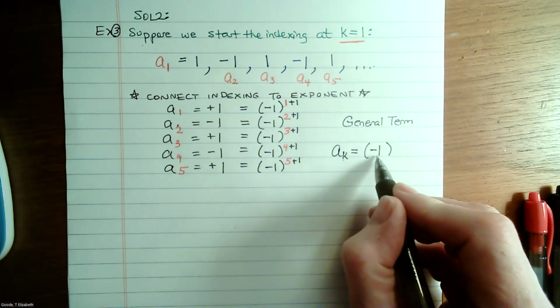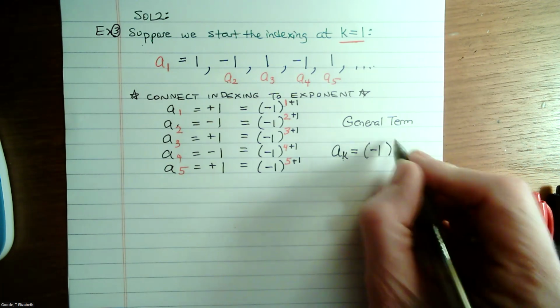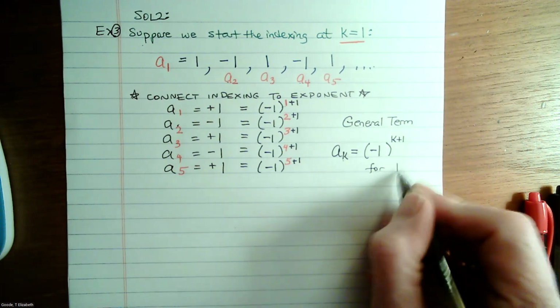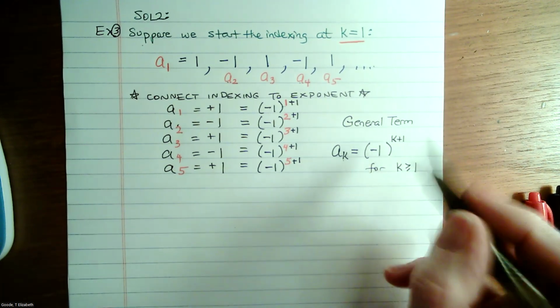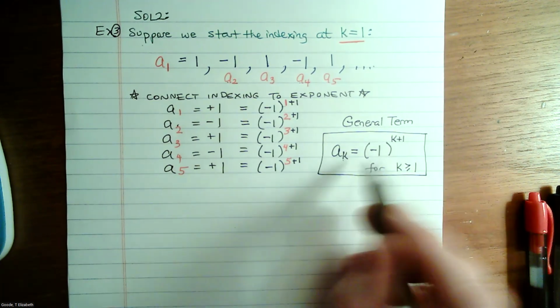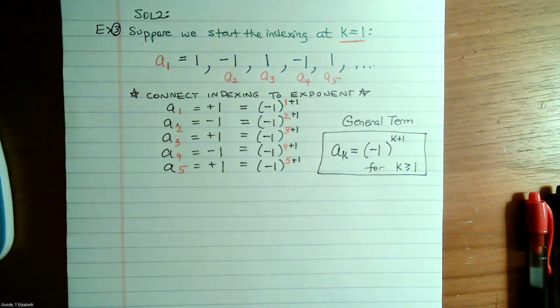A sub k is going to be equal to negative 1 raised to the k plus 1, and this is for k greater than or equal to 1. Again, we're going to include where the indexing starts so that this formula really gives us the sequence that we want.